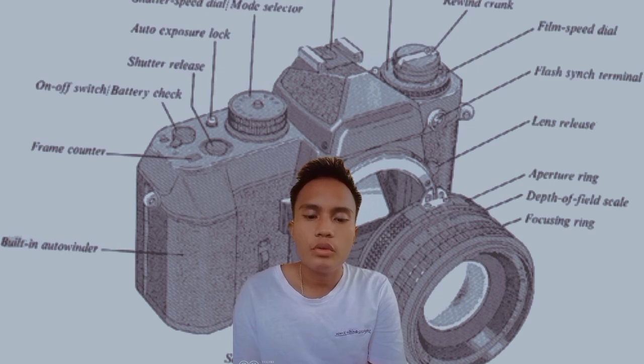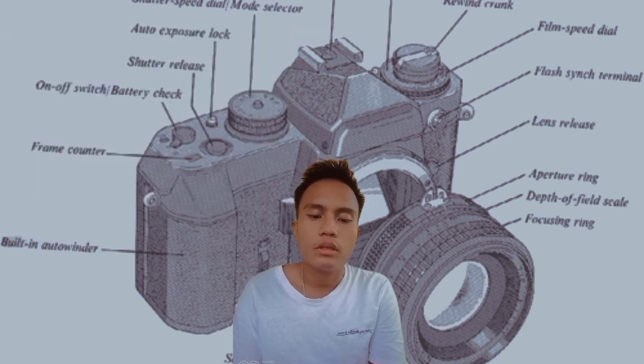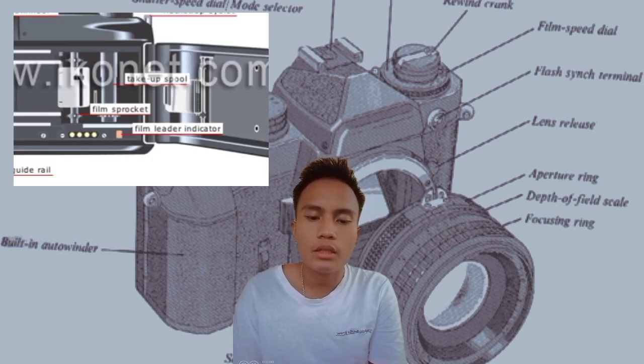Twenty-one is the film compartment. The film compartment is located inside the camera. You will have to open the back cover to access this compartment. It houses that unused roll of film inside it. Twenty-two is film sprockets. The film sprockets are small gear-like guides that guide the film to the exposure area.